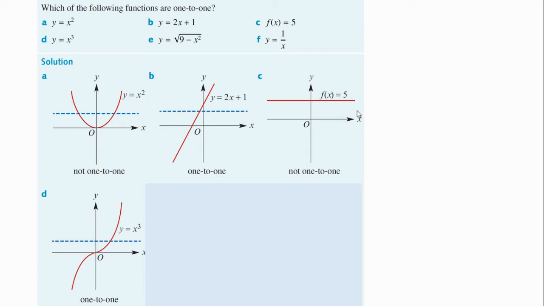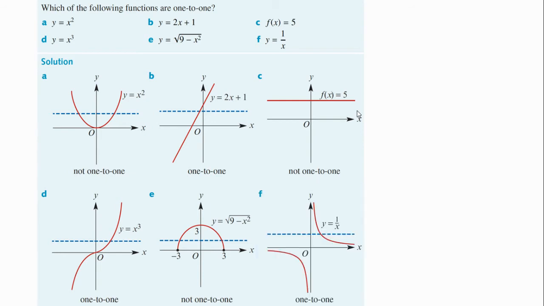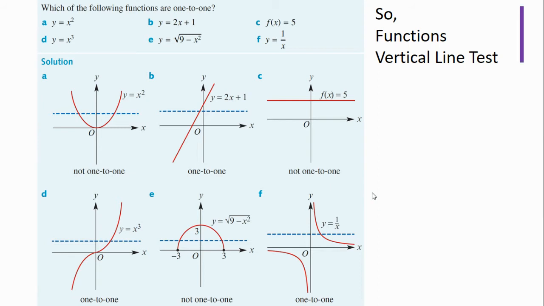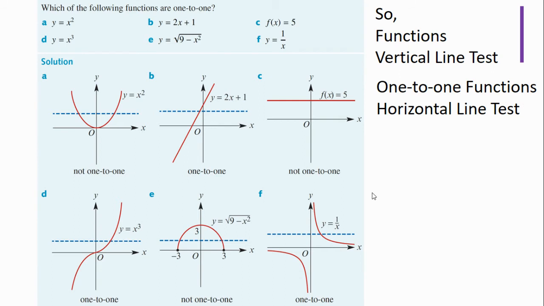y equals x cubed is a one-to-one function, but as you probably notice, not all cubics will be one-to-one functions. Obviously, a semicircle or any sort of circle is not a one-to-one function. And here we have a 1 over x graph, and that is a one-to-one function. We draw it anywhere on the graph and it only crosses at 1 point. If you want to know if something is a function, we apply the vertical line test. There's a vertical line. I'm amazing. And if we want to know if a function is one-to-one, we apply the horizontal line test.